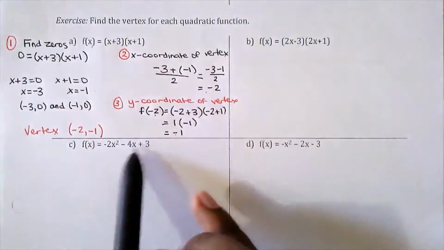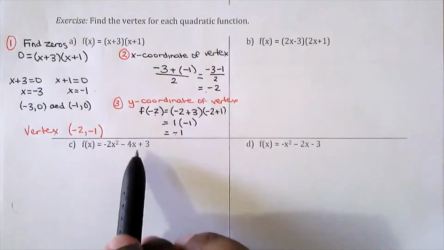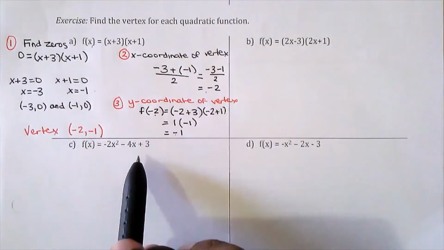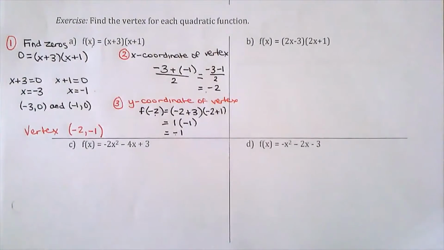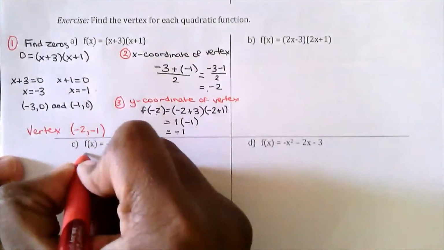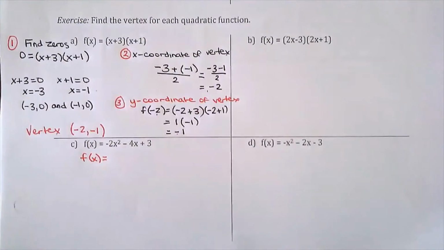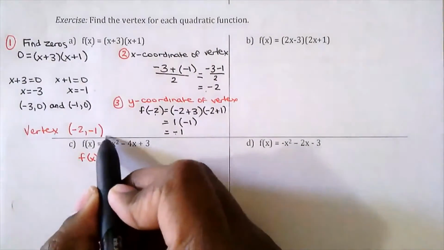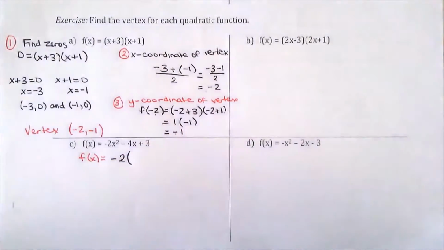We have this question. We're still trying to find the vertex, but in this case, they gave us standard form. And remember, to go from standard form to vertex form, we need to complete the square. So let's think about what we did yesterday in order to complete the square. The first thing is we need to factor out the a value. If I take a look at my original question, my a value is negative 2. So that's what I'm factoring out.